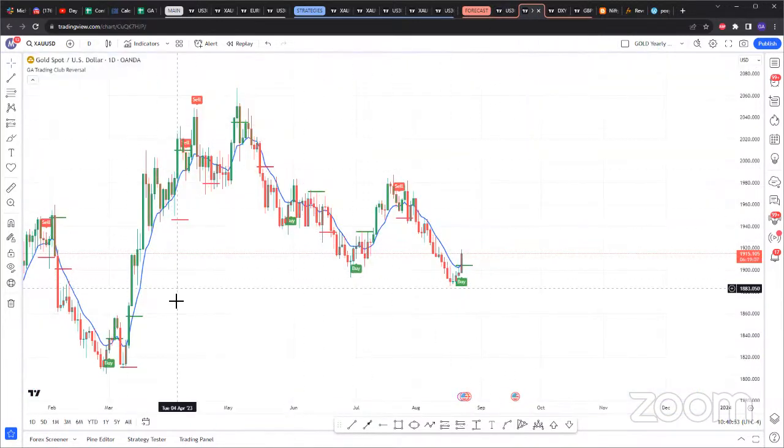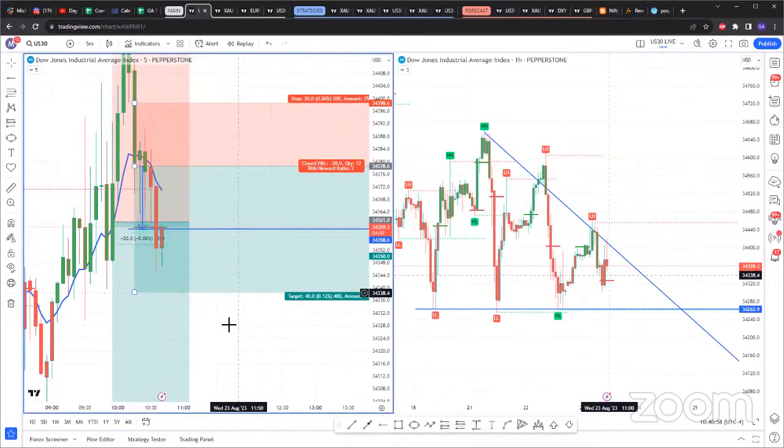That's the same thing right here on gold. I haven't done it for the last 7-10 years, but I will be looking to do it.